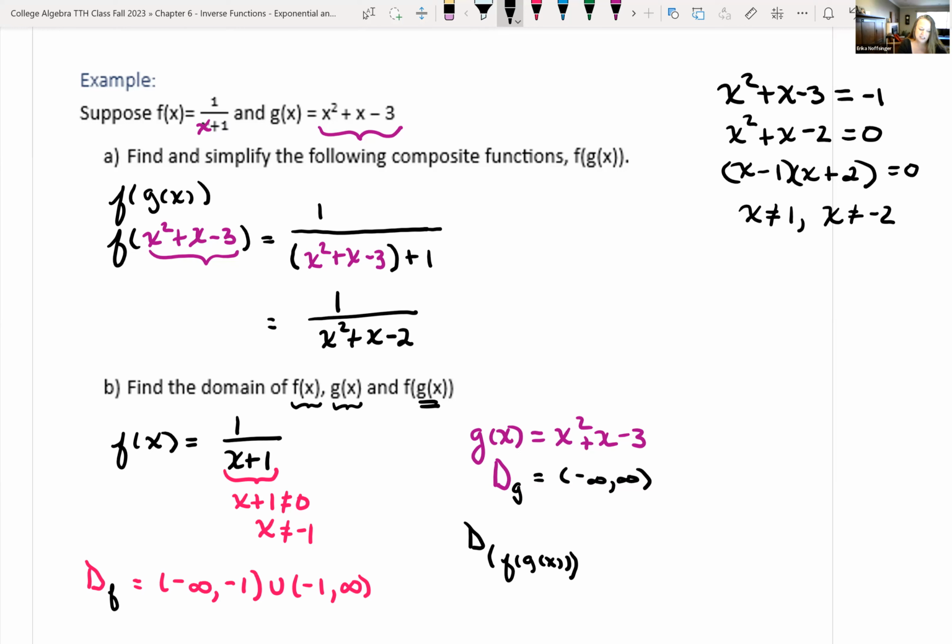If we plugged them into g of x, we can't have that when we plug it into f of x. So the domain of f of g of x is equal to negative infinity to -2, not including -2, so parentheses, union -2 to 1, parentheses around both of those, and then 1 to infinity.